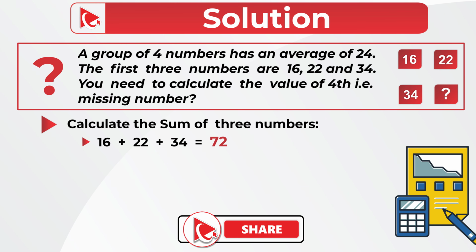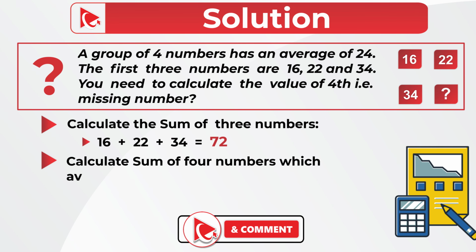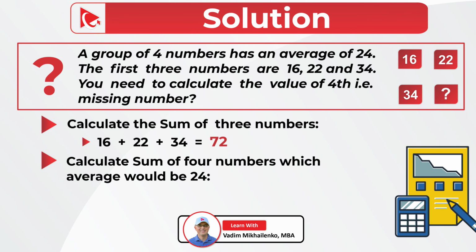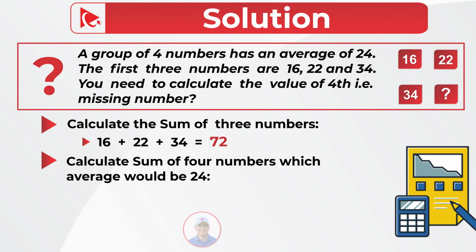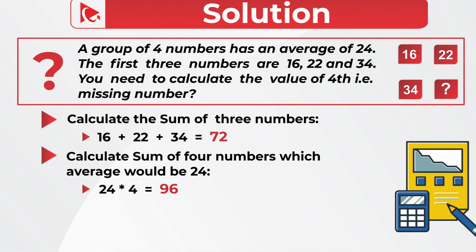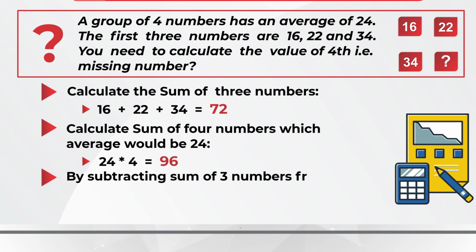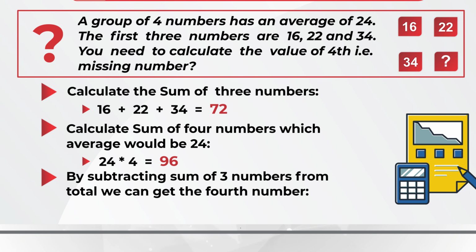In the next step, we need to determine what would be the sum of 4 numbers for which the average would be 24. To do this, we need to multiply 24 by 4, and the end result of this would be 96. And in the last step, we need to subtract the sum of the 3 numbers from the total where the average will be 24 to calculate the 4th number. 96 minus 72 equals 24.